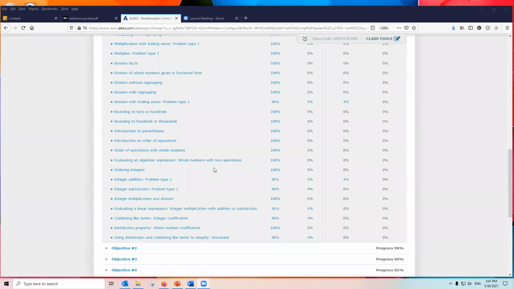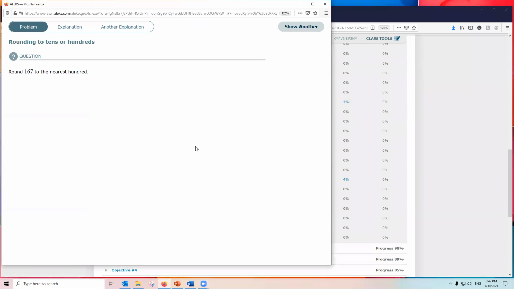But I want to do a few examples just in case you are going to work on some of these. Let me come here. I'm going to do an example on rounding. So you might remember rounding, but let me just give you a quick reminder in case you're a little rusty.